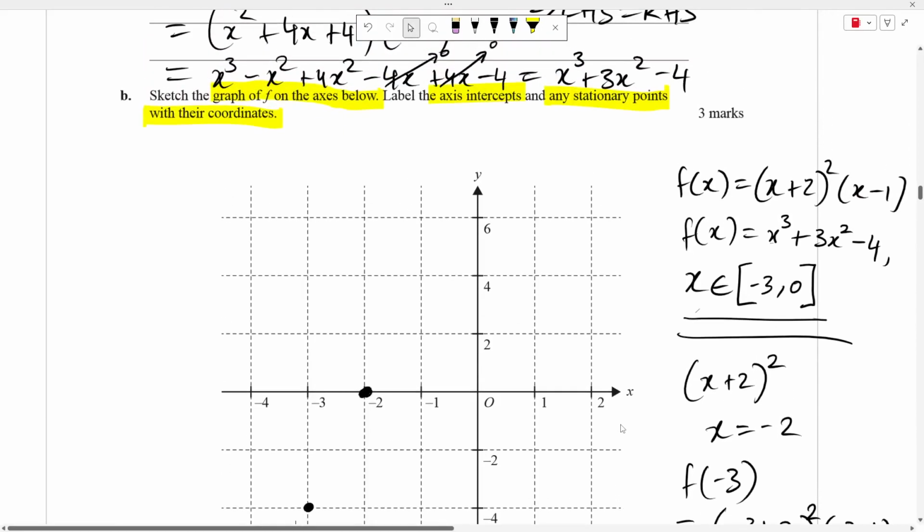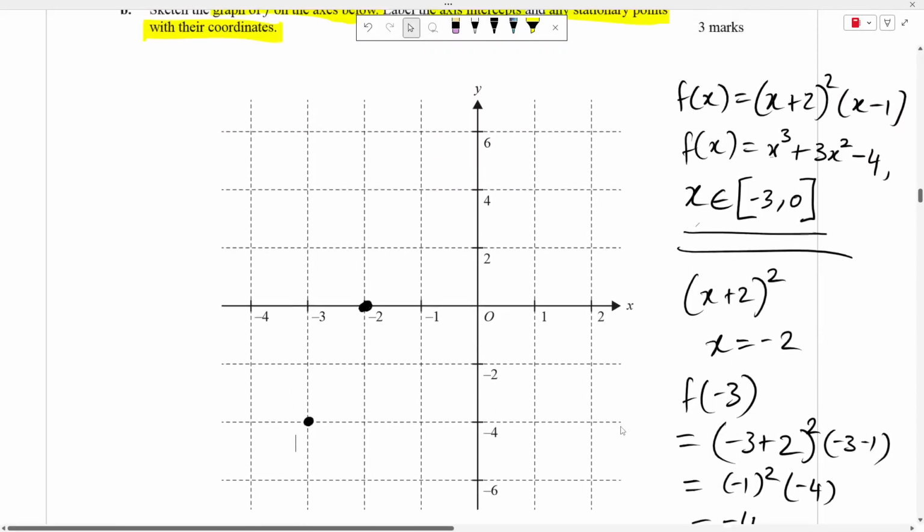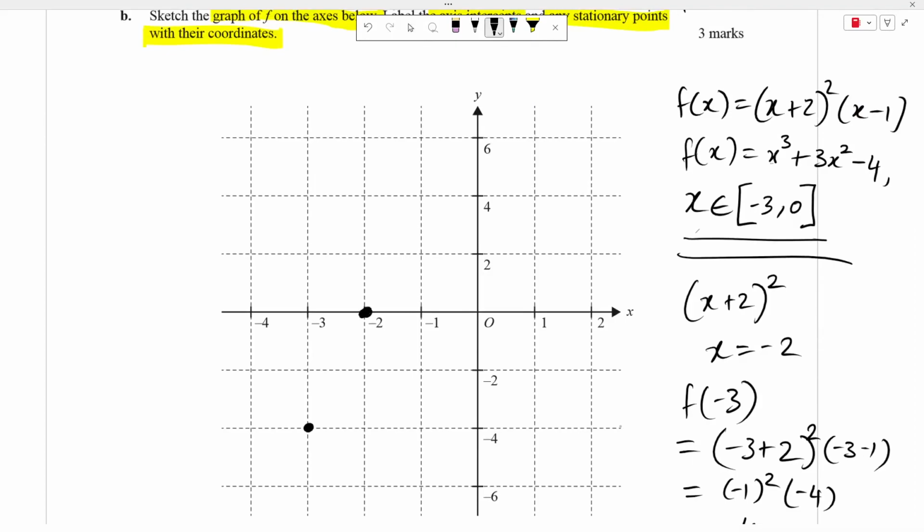Next thing I'm going to do is find the other endpoint at x equals 0. For this, I'm going to use the expanded version, because it's just going to be much easier, and looking at it, you'll know that it's -4 as well. Because 0 cubed is 0, and 3 times 0 squared, also 0. So I'm going to put that in as well.